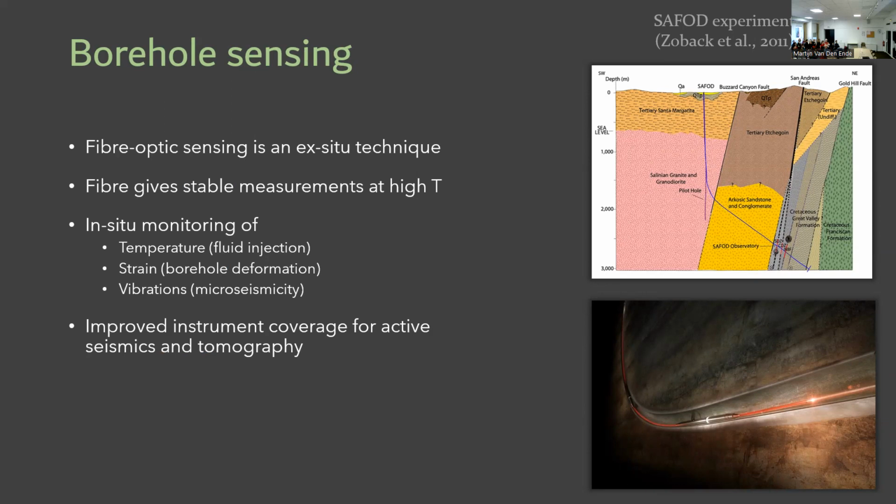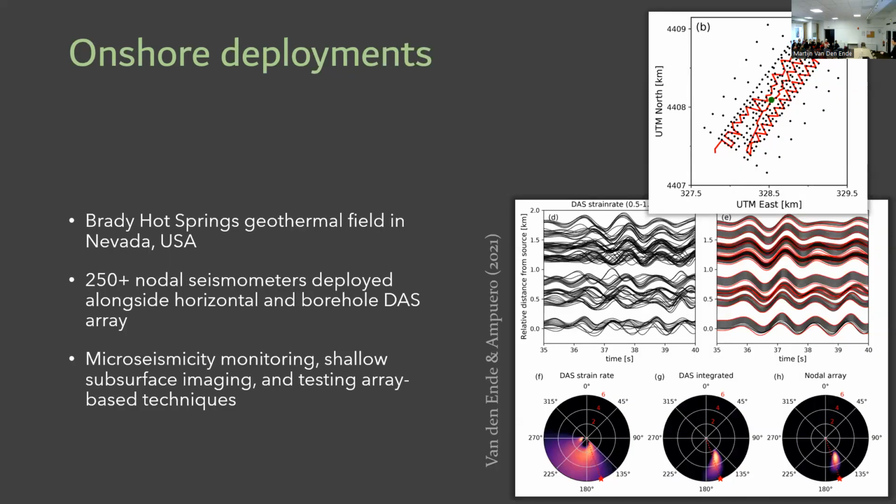And with distributed acoustic sensing, we have this sort of array of one-component seismometers that you can very easily deploy. So this gives you very nice and very dense spatial coverage for active seismics and tomography. But you don't necessarily have to put your fiber in a borehole. You can also basically dig a trench and put your fiber in there.